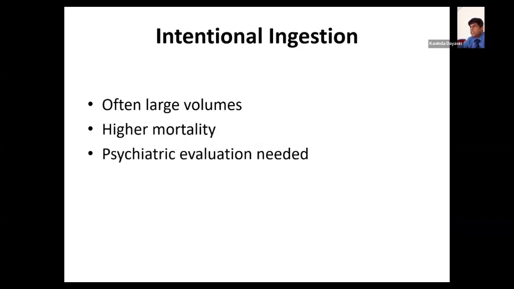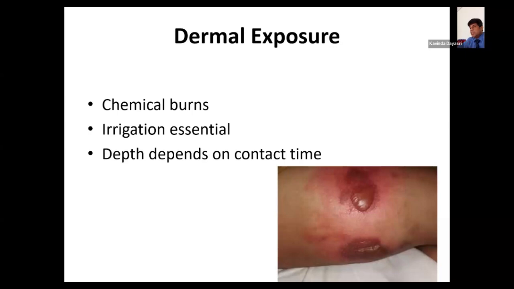And with intentional ingestion, which is common with caustics, they tend to ingest larger volumes. That carries a higher mortality, and psychiatric evaluation is mandatory in all cases of deliberate poisoning. Not only evaluation, but these patients will also need to be followed up properly to identify the ongoing risk and the risk of recurrence. Dermal exposures can cause chemical burns.